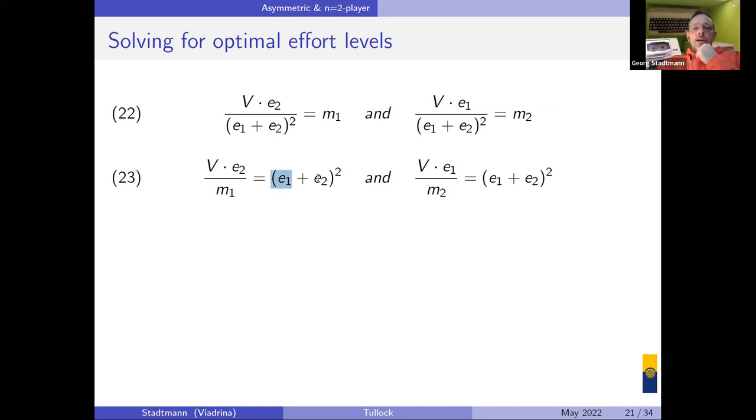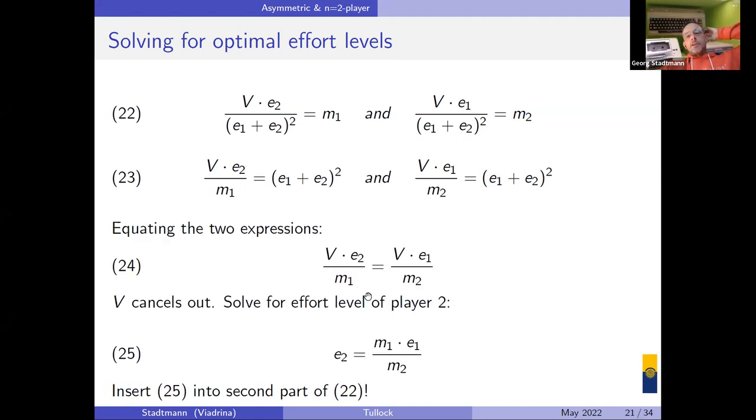Now it is the case that the right-hand side in equation 23 is the same, and we can equate this one and that one. This one and that one has to be equal. So we equate the two expressions. V times E2 over M1 is equal to V times E1 over M2. Now we are in a first step solving this for the effort level of player 2. And then we are inserting equation number 25 into one of these expressions because we want to solve in the end for the optimal effort level of player 1.